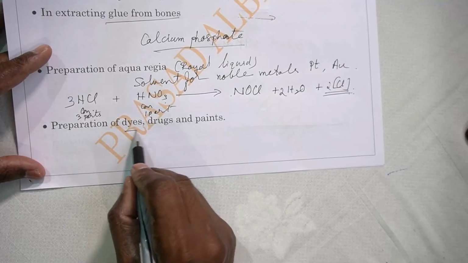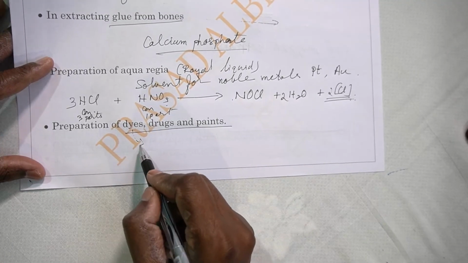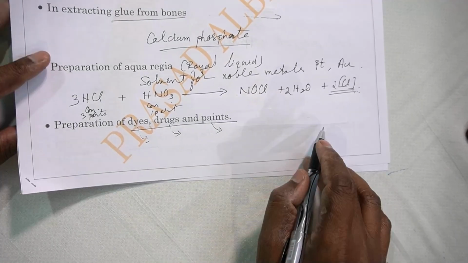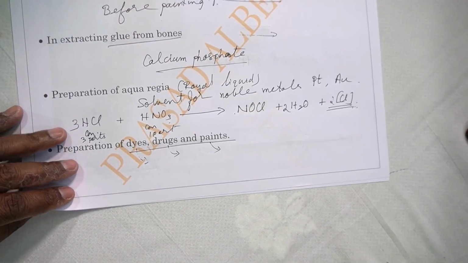The last one is preparation of dyes, drugs and paint. Dye is coloring matter, drug is medicines, and paint is painting material. So these are also prepared from hydrochloric acid, dilute hydrochloric acid.